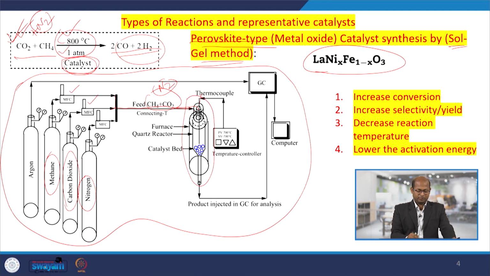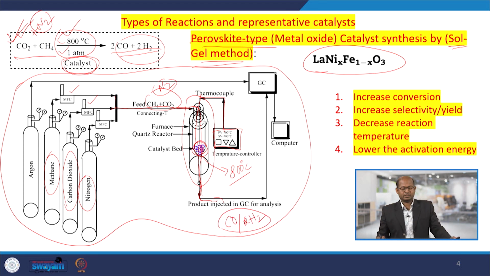Here we have placed a thermocouple, and this is the temperature controller, through which we can maintain the temperature. This is the catalyst bed. A temperature of, let us say, 800 degrees centigrade is required. Once we maintain this temperature and the reactants pass through the catalyst bed, they give the product, hydrogen and CO, that is the syngas.